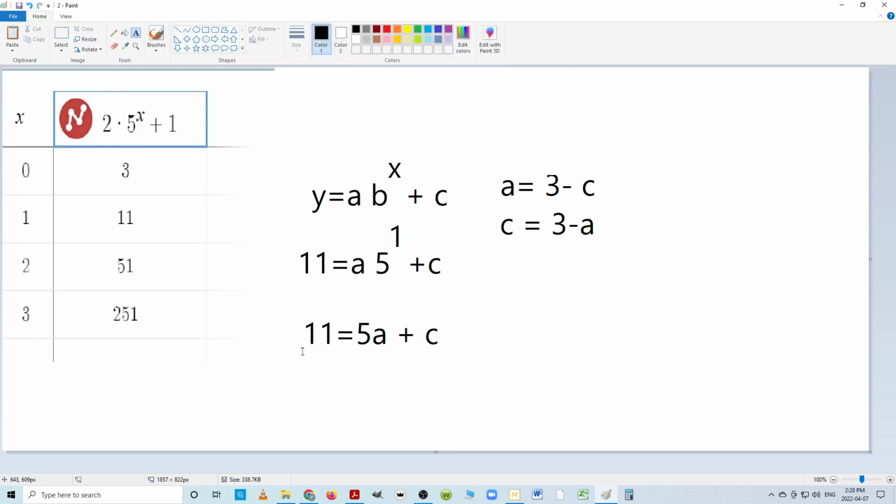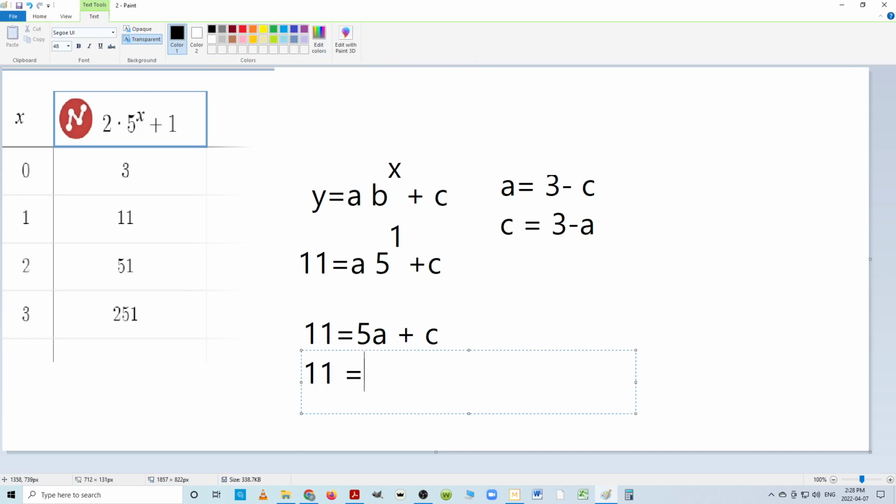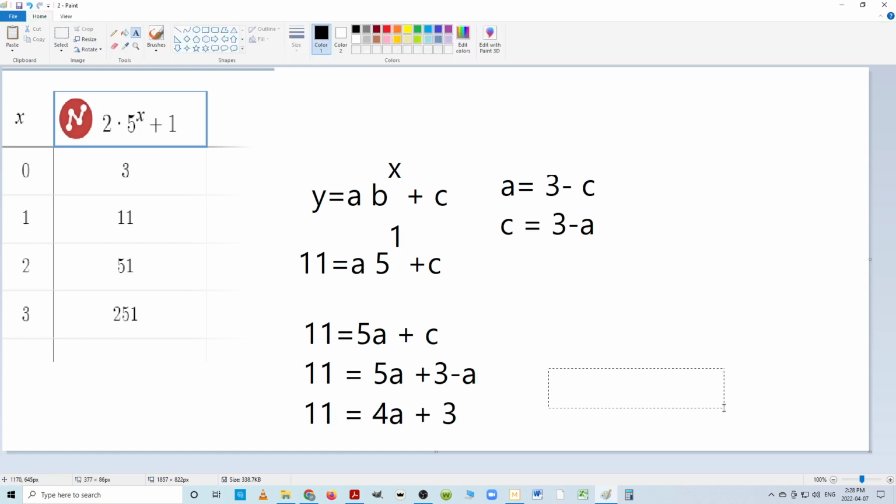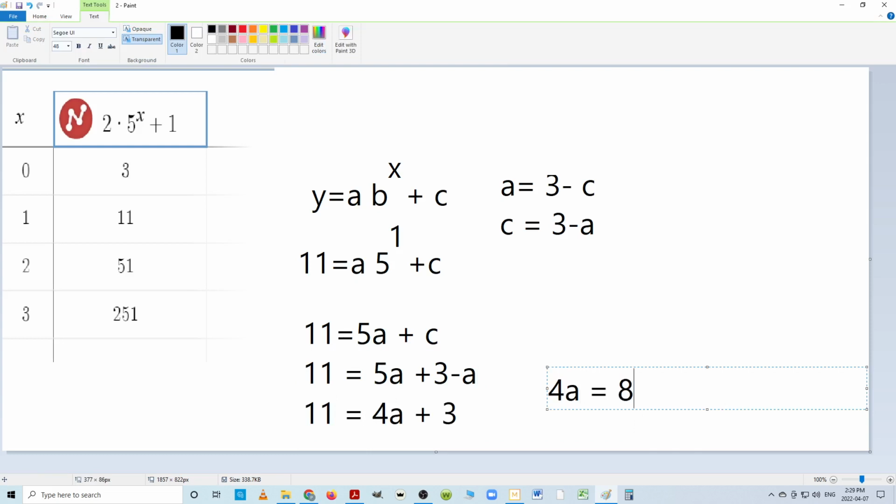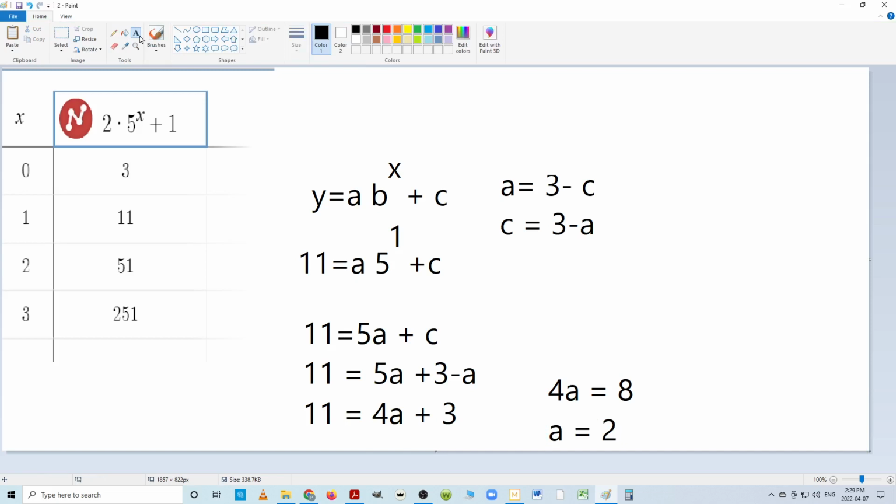So let's replace this with 11 is equal to 5a plus what I know c to be equal to in the first case. When I do that like that, I get 3 minus a, which is clearly 11 is equal to 4a plus 3. And then I get 4a is equal to 8. Therefore, a is equal to 2. Suddenly I've discovered, now I can go back here, and I can say, okay, well, my c is equal to 3 minus a, which is 2. So my c is equal to 1.